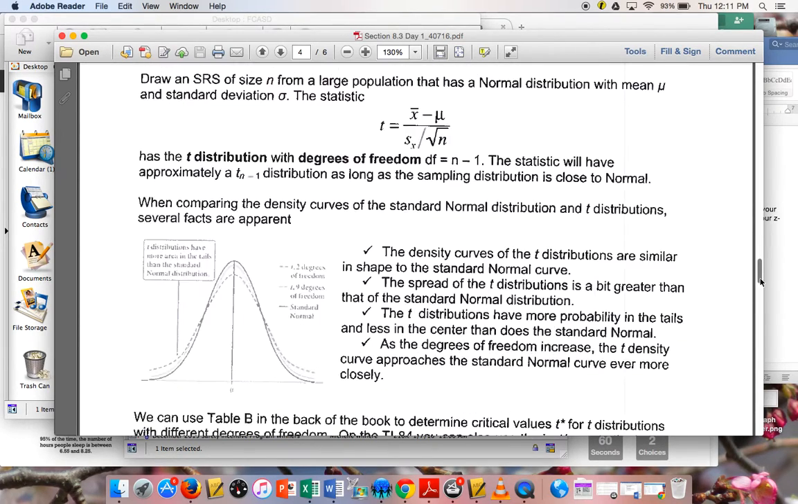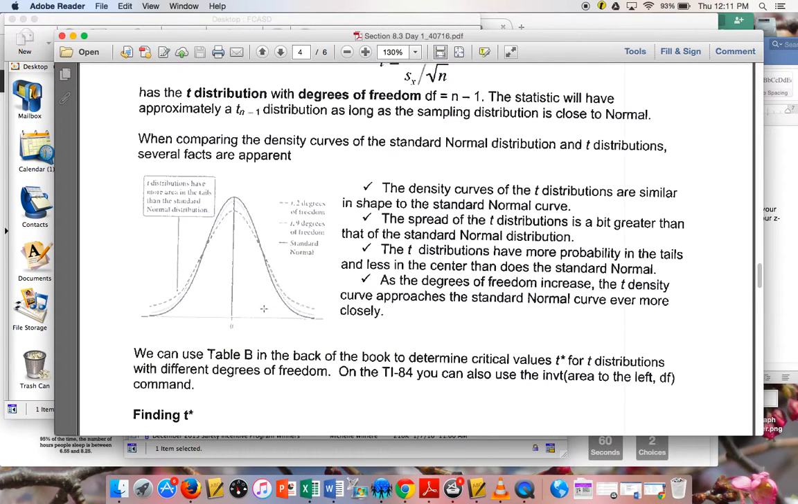Looking here, the solid line is your standard normal, and then there's your t distribution. This one right here is the t distribution with 2 degrees of freedom. It's shorter and wider. There's more area there in the tail. And then the degrees of freedom of 9 is taller and skinnier.